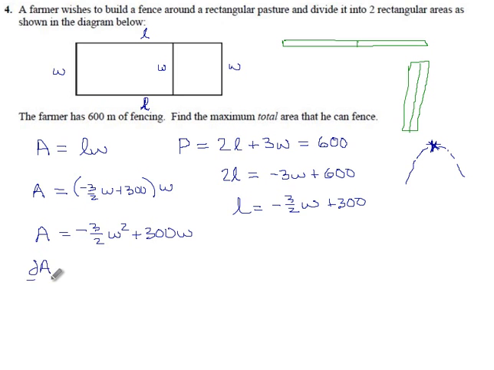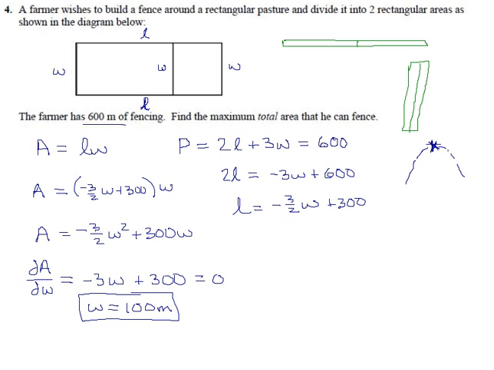So one derivative coming up. 2 times minus 3 over 2, W to the drop the power by 1, plus 1 times 300, W to the 0. All that must equal 0. We solve that, which takes about a second and a half, and we get that our optimal width is 100. And the units are meters, I think, yeah. Okay, so our width is 100 meters.